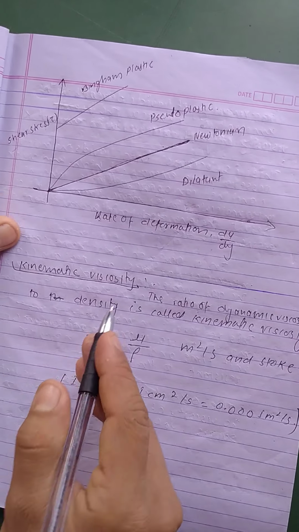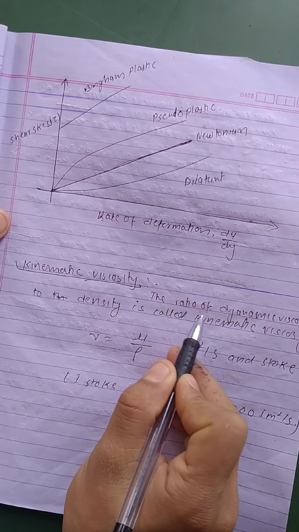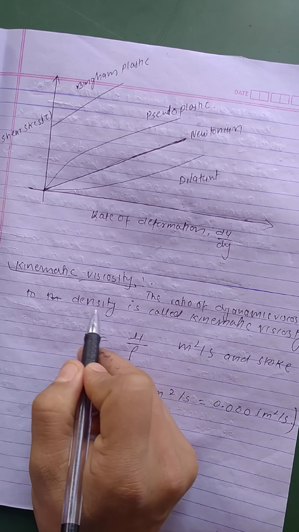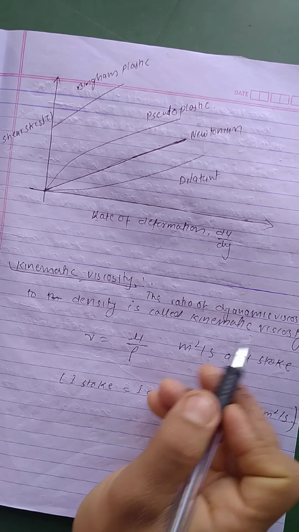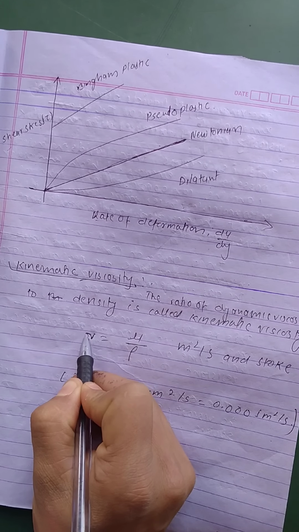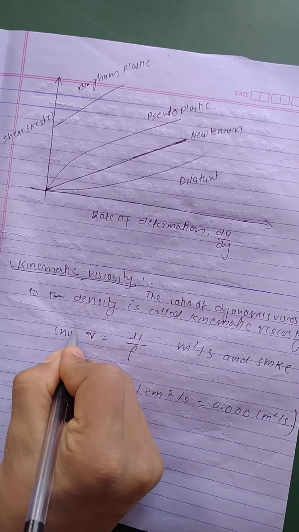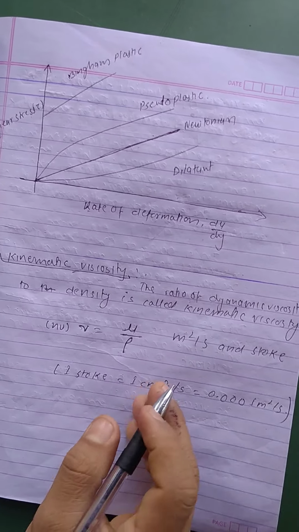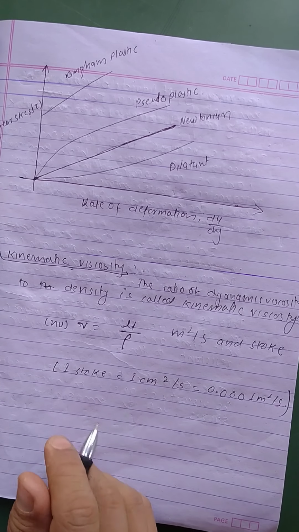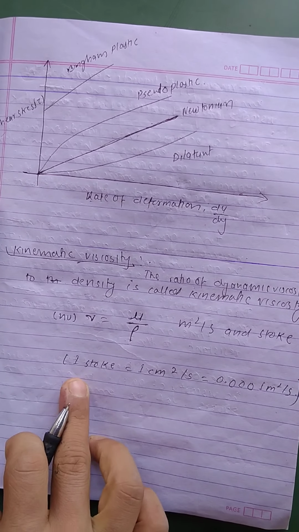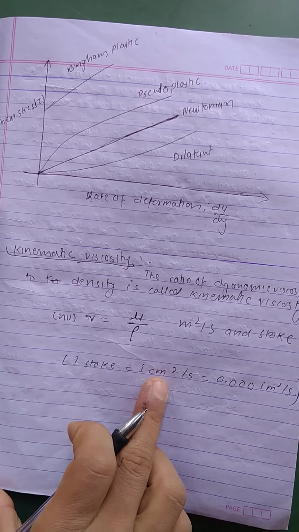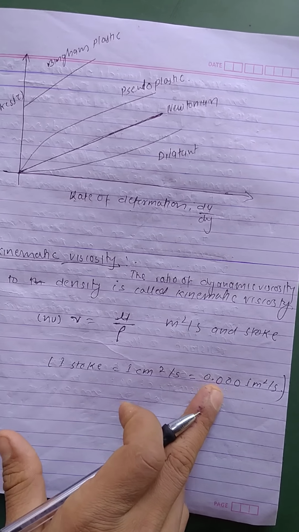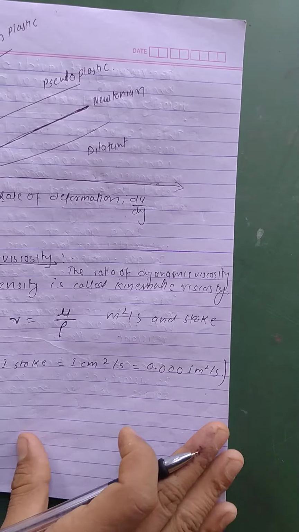So what is kinematic viscosity? The ratio of dynamic viscosity to density is called kinematic viscosity. Kinematic viscosity is represented by nu, equals mu, the dynamic viscosity, divided by rho. Its unit is meter square per second. And 1 stokes is equal to 1 centimeter square per second, or 0.0001 meter square per second.